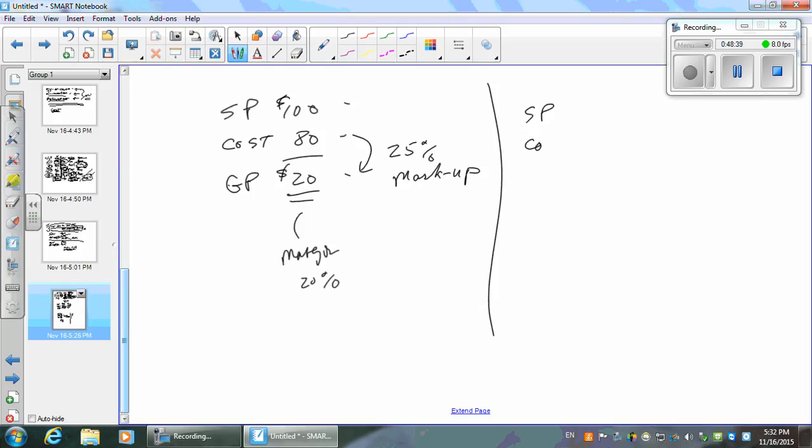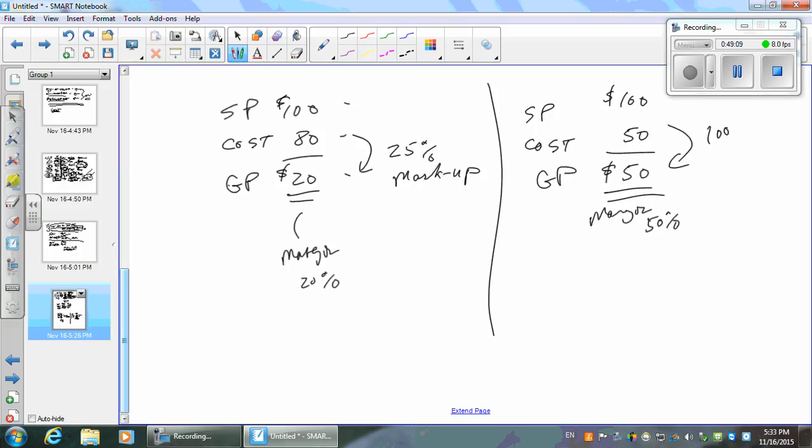Price, cost, gross profit. Let's do 150 and 50. What's that margin? Obviously 50%. And of course you don't have to have numbers be even like this. What's the markup? It's not intuitive, is it? 100% markup. Okay? Let's do another one.